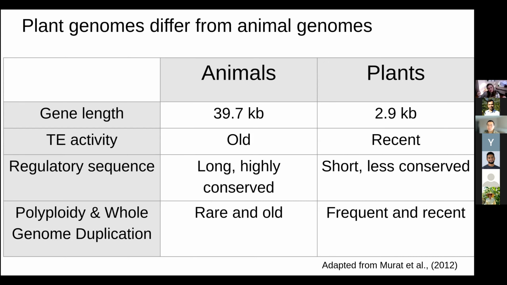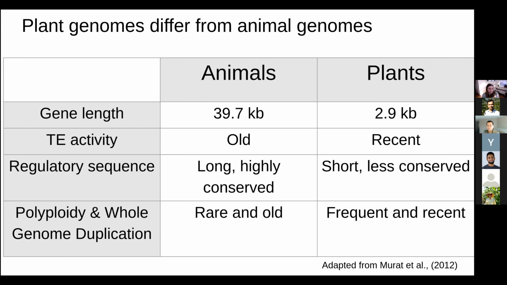And in animals, that activity was really old. And so that means that there's been enough evolutionary time for those repeats to diverge from one another and be somewhat different. So we don't expect them to be completely identical. Whereas in plants, all of this TE activity has been pretty recent, such that those dispersed copies are identical and can be confusing and complicating for alignment.